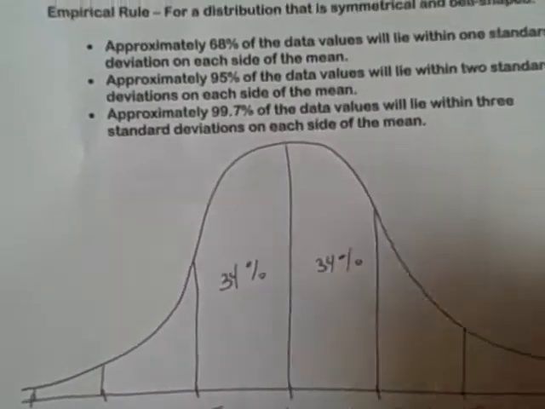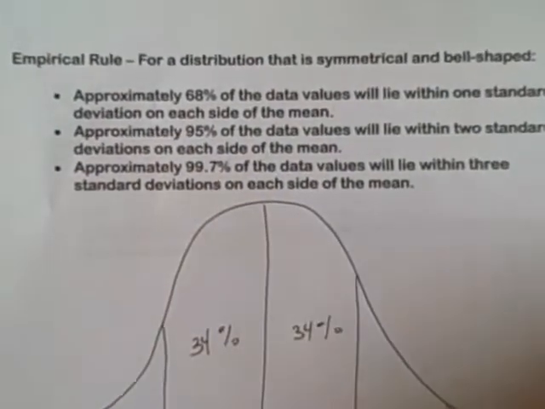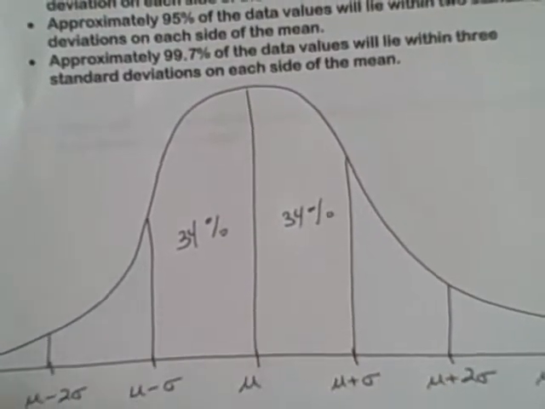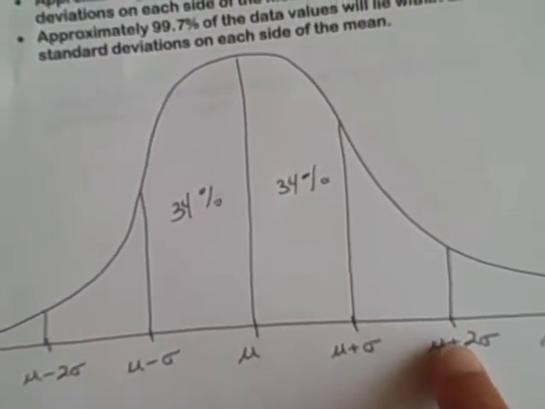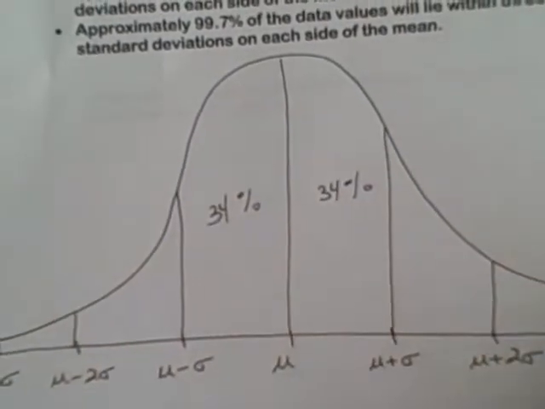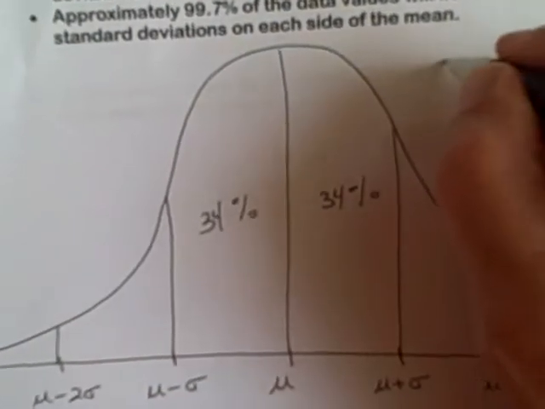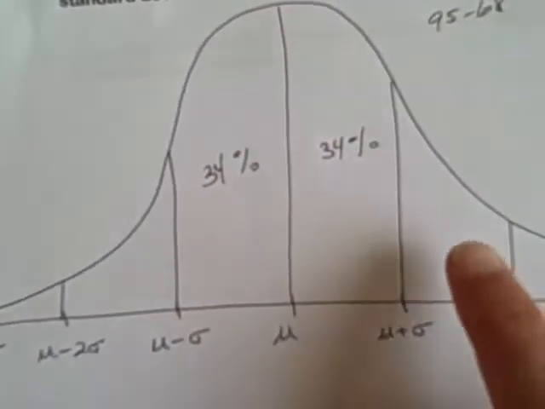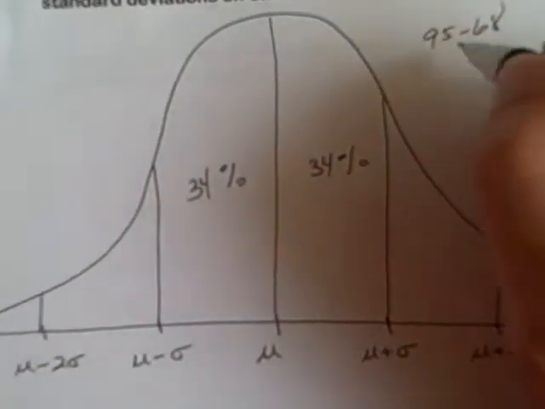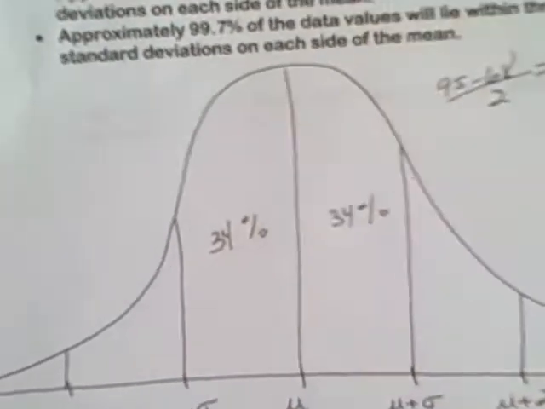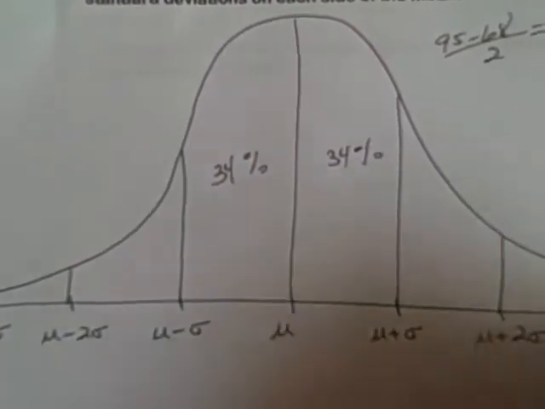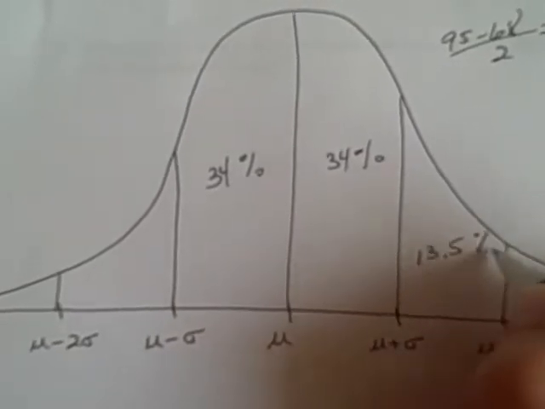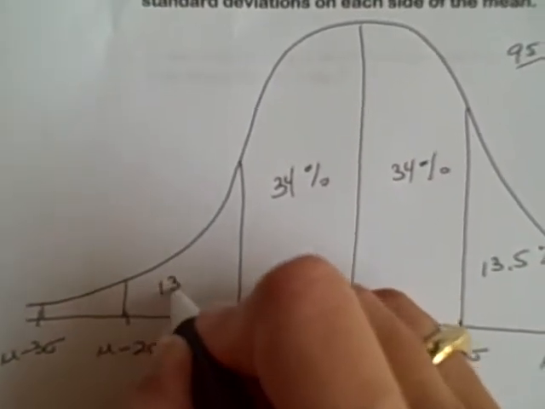Okay? And then we have 95% of the data values lie 2 standard deviations away. So 95% lie from here all the way over to here. So we need to subtract out that 68 from the middle and then divide it into our 2 pieces. And I forgot my calculator, but if you do that, we get 13.5%.